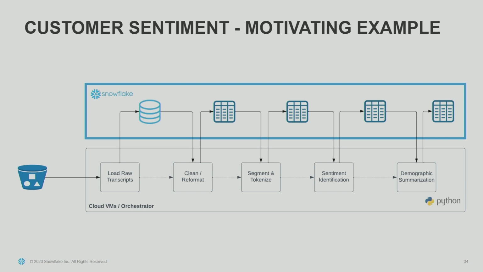The way they did this before, they had a bunch of cloud VMs in a cloud provider. They loaded the raw transcripts into a Snowflake table, and then they had another job that would kick off and it would query all those raw transcripts out of Snowflake, do the cleaning and reformatting, and then dump that data back into Snowflake. And that would kick off the next bit, which would pull all those results out, do the segmentation and the tokenization. They write those tokens and those segments back into Snowflake and kick off the next, and that thing would pull that out, right?